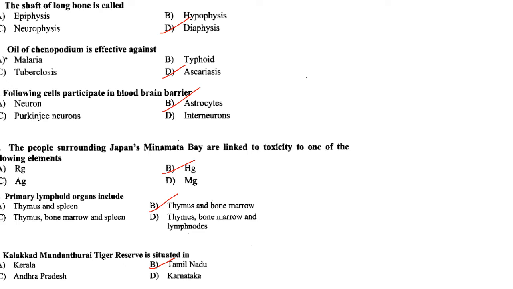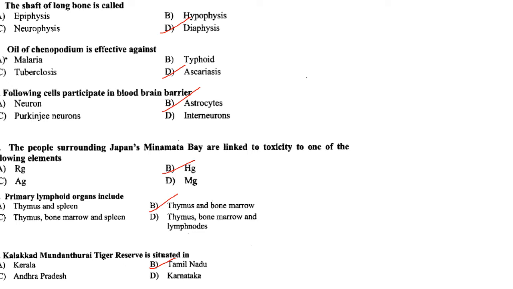Following cells participate in blood-brain barrier. So, the cells that participate in blood-brain barrier are astrocytes. Answer is option B. The people surrounding Japan's Minamata Bay are likely linked to toxicity for one of the following elements, that is mercury, that is Hg. Answer is option B. It is also called Minamata disease, mercury poisoning.